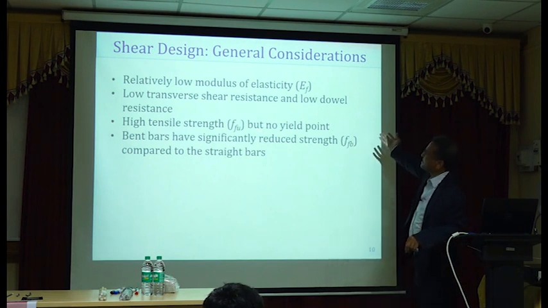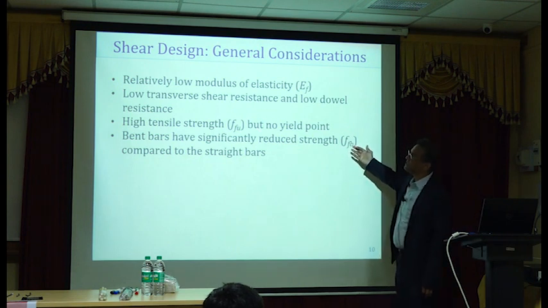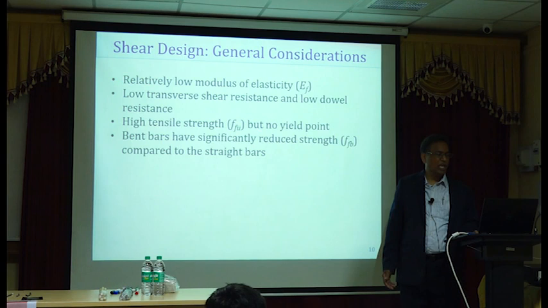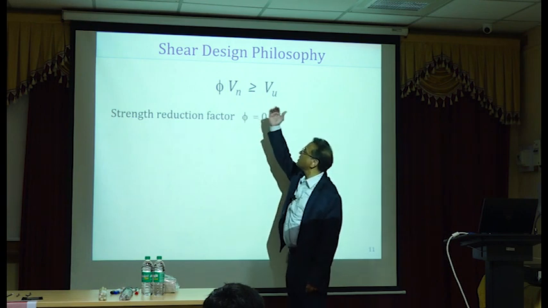High tensile strength is not really advantageous in shear reinforcement. Bent bars have significantly reduced strength. You already told me how much reduction you will have due to bends. So that's another problem. Now, the approach is exactly the same.